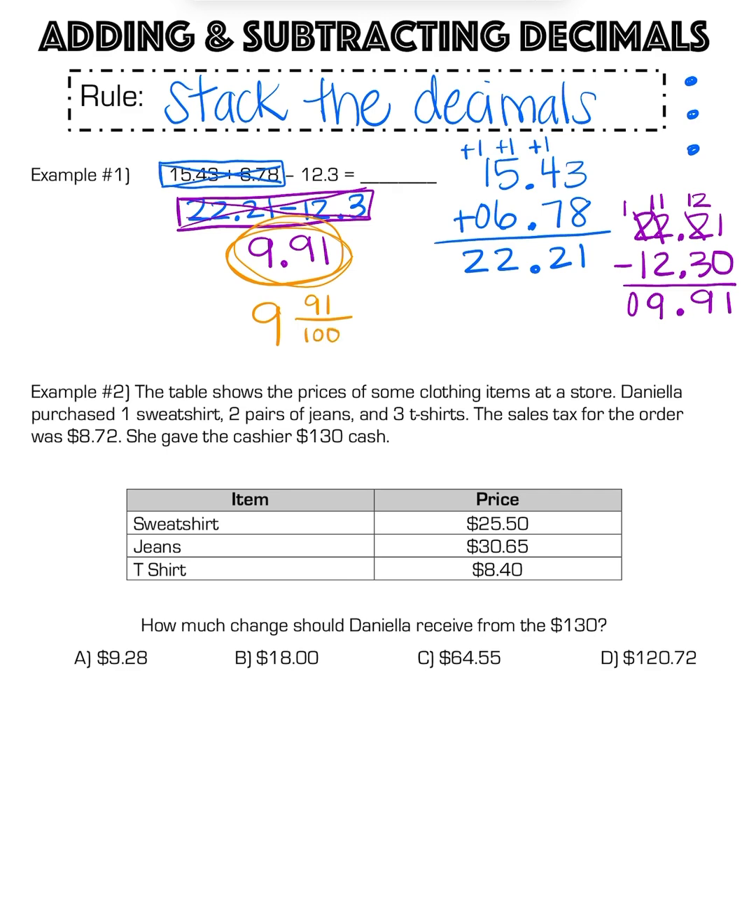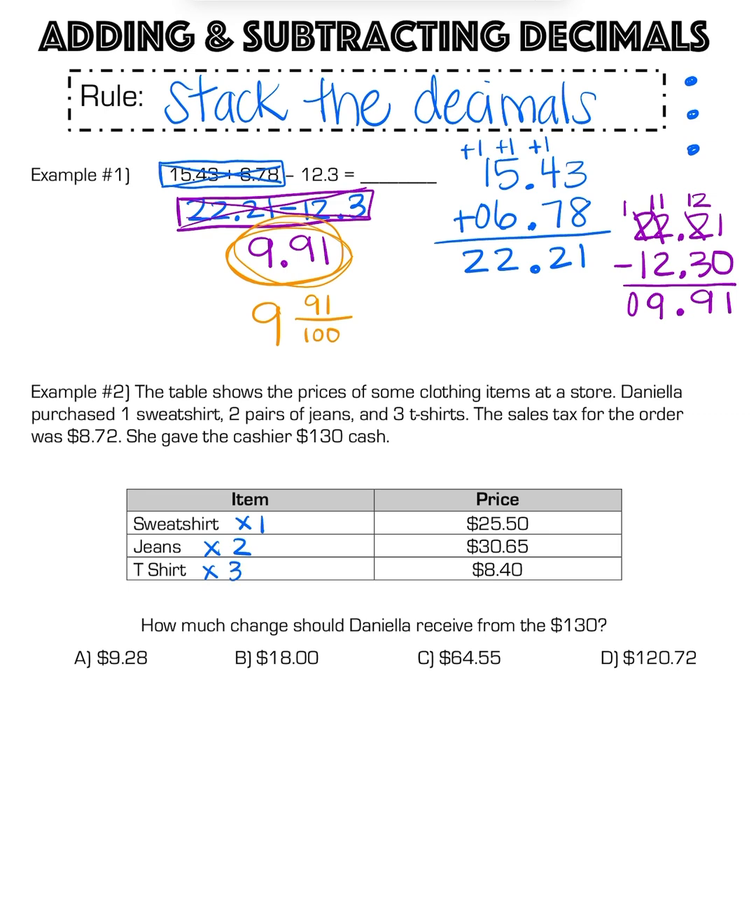All right, example number 2. We are going to go shopping. So the table shows the prices of some clothing items at a store. Daniela purchased 1 sweatshirt. So down here at sweatshirt, I'm going to go ahead and say that's a times 1. I'm going to get 1 of those. And then 2 pairs of jeans. So next to jeans, I'm going to say times 2. And 3 t-shirts. So next to t-shirts, I'm going to say times 3.